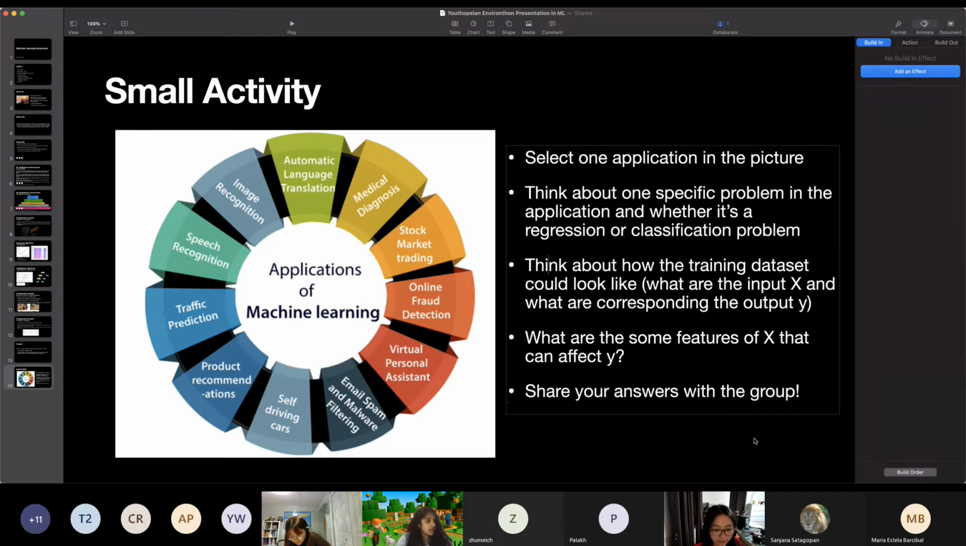Another question was, can you suggest a learning path for someone who would like to start a machine learning journey?